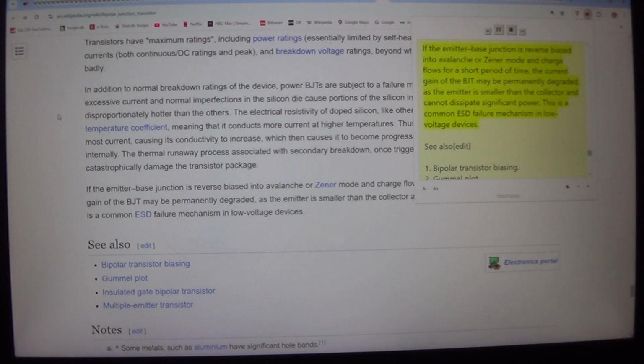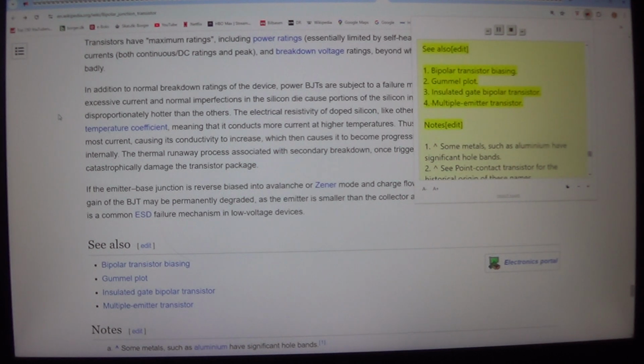If the emitter-base junction is reverse biased into avalanche or Zener mode and charge flows for a short period of time, the current gain of the BJT may be permanently degraded, as the emitter is smaller than the collector and cannot dissipate significant power. This is a common ESD failure mechanism in low-voltage devices.